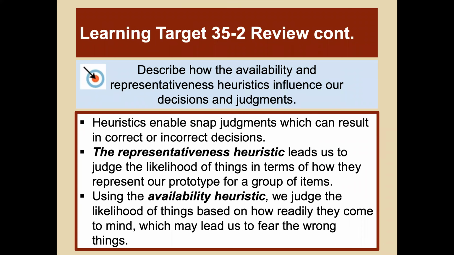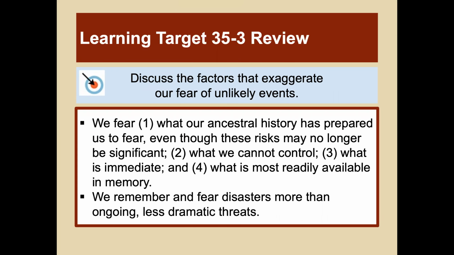The two types of heuristics discussed in this module: the representativeness heuristic leads us to judge the likelihood of things in terms of how they represent our prototype for a group of items. The availability heuristic, with that one, we judge the likelihood of things based on how readily they come to mind, which may lead us to fear the wrong things, like flying versus driving in a car. We fear often what our ancestral history has prepared us to fear, even though these risks may no longer be what we should be fearing.